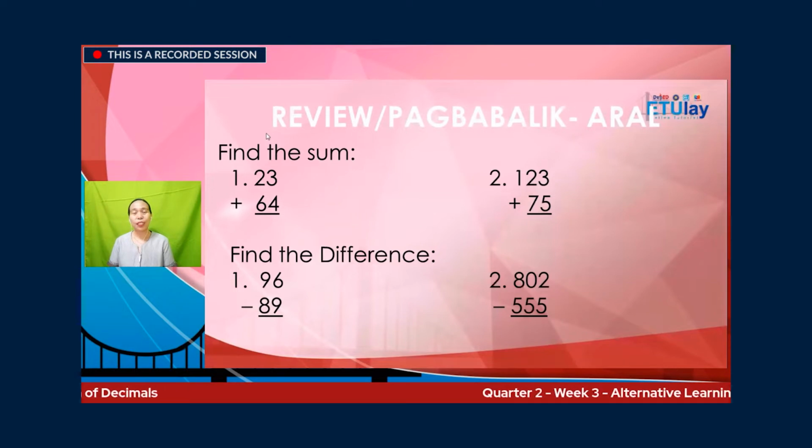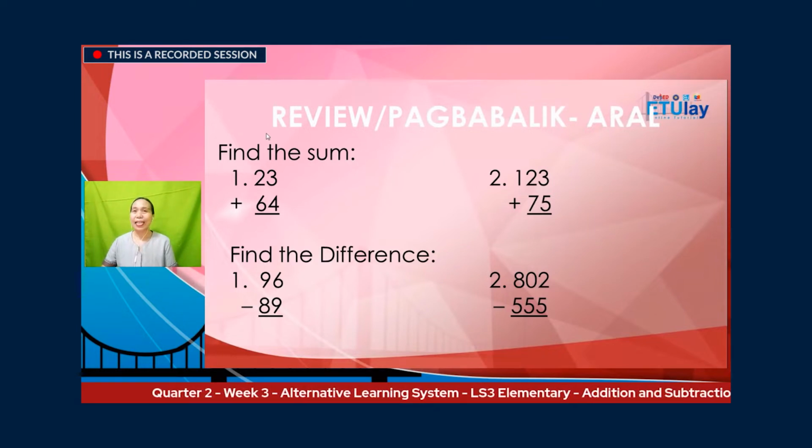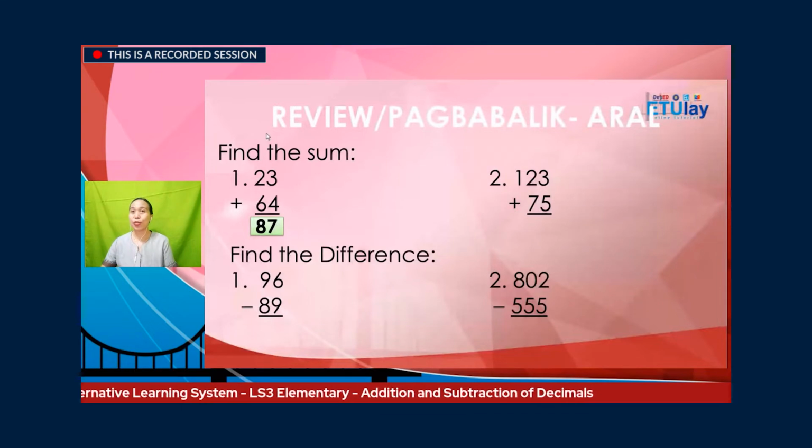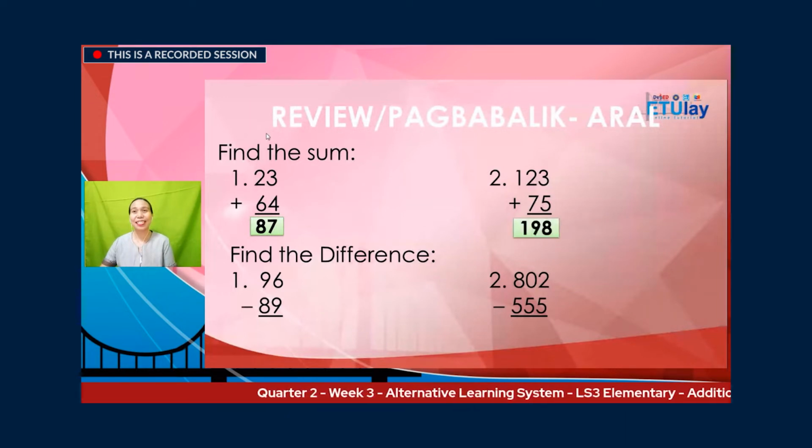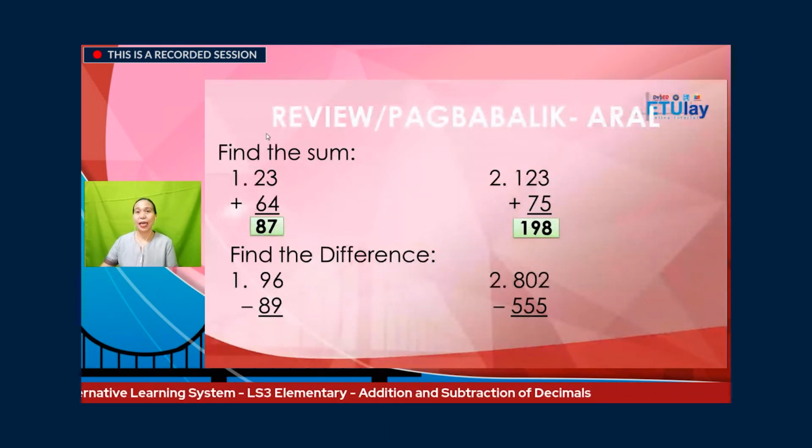5, 4, 3, 2, 1. Good job, learners. The answer is 87. Let's have number 2, 123 plus 75. 5, 4, 3, 2, 1. Very good, learners. The answer is 198.